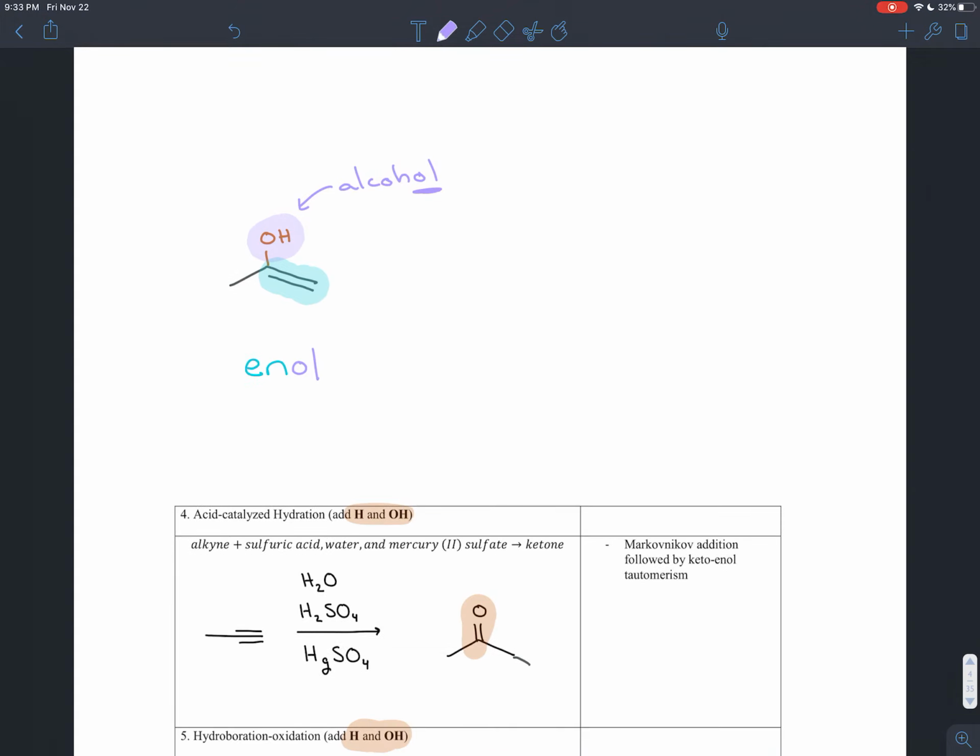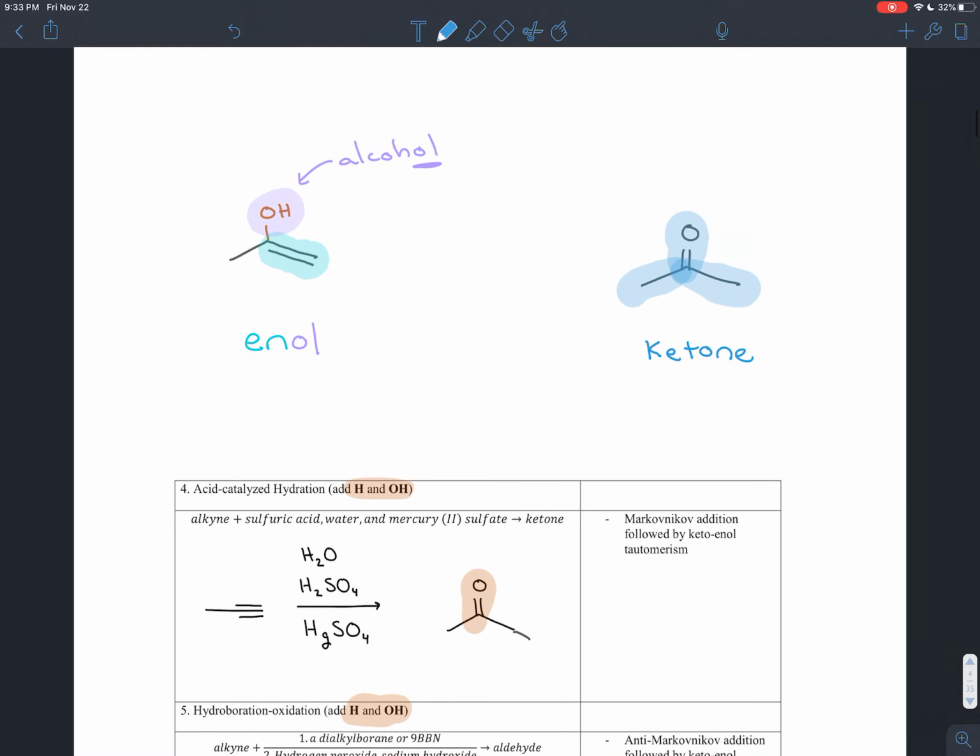If you compare that with the final molecule that we get, in that final molecule we have a carbon double bonded to an oxygen with a carbon on both sides. And that is a different functional group, a group of atoms that always functions the same way. That is called a ketone. We saw that in the alkene chapter for the first time when we did ozonolysis of alkenes. Those would form either ketones, aldehydes, or a mixture of the two.